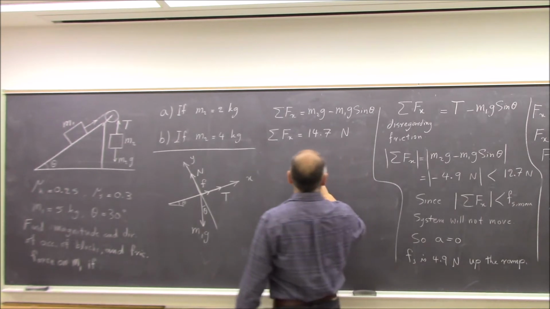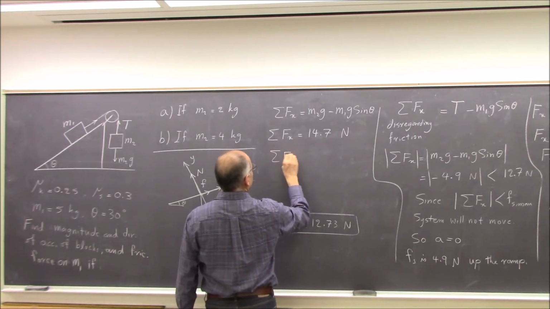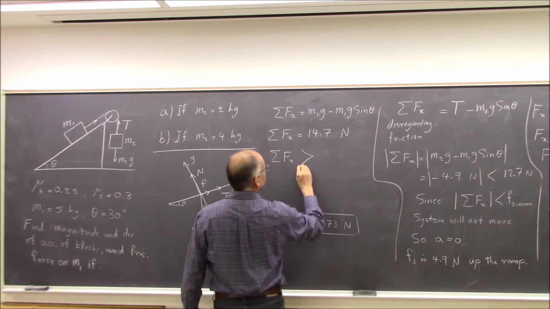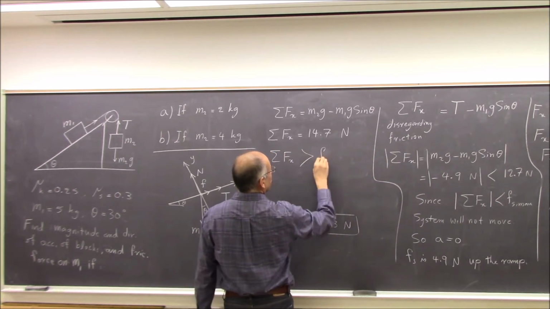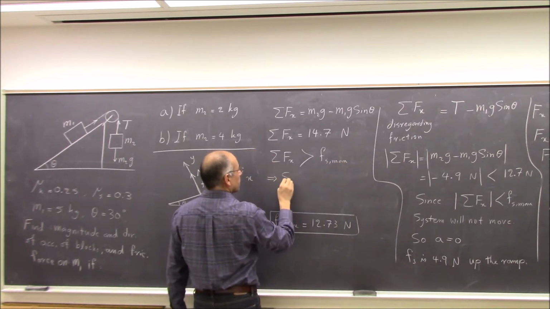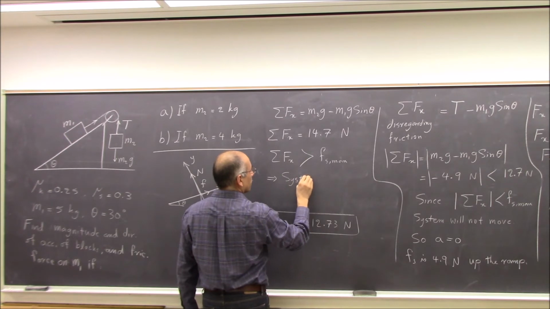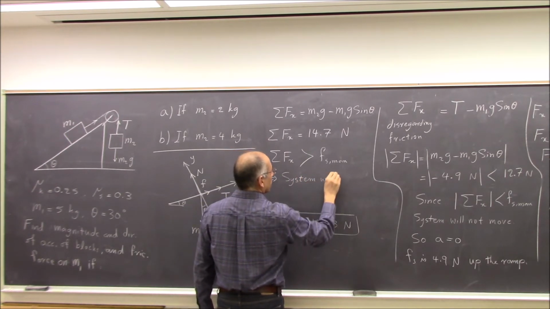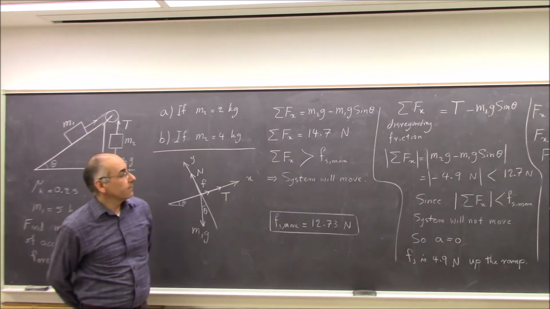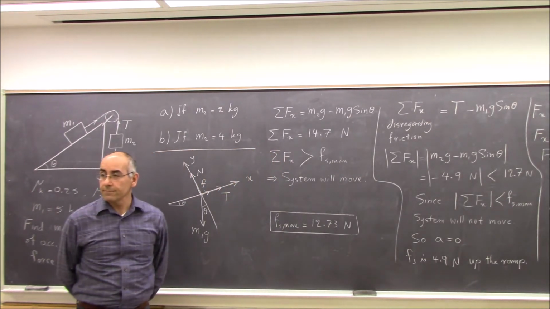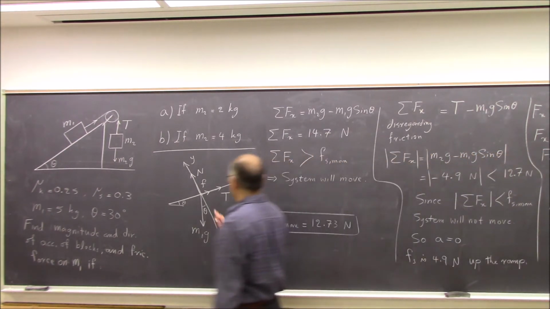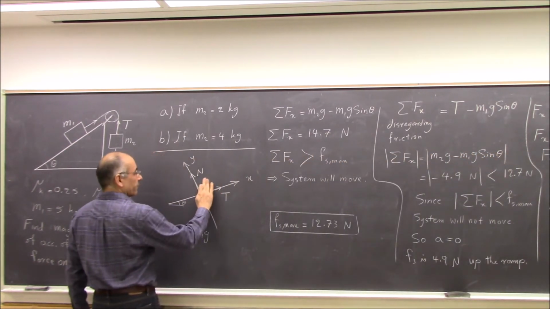And that sum of Fx, disregarding friction, is more than the Fs max. Therefore, the system will move. Right? Now, what is the acceleration? So how do we find acceleration? Yeah, we suspect that it's going up the ramp.